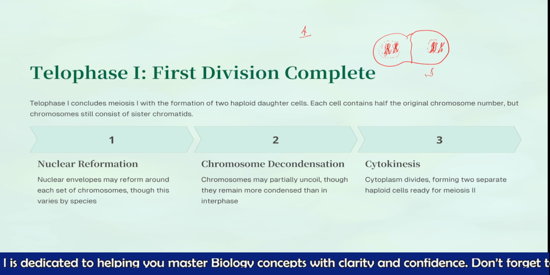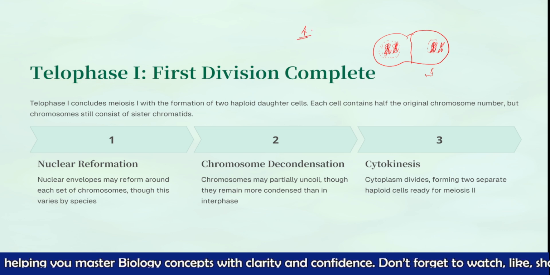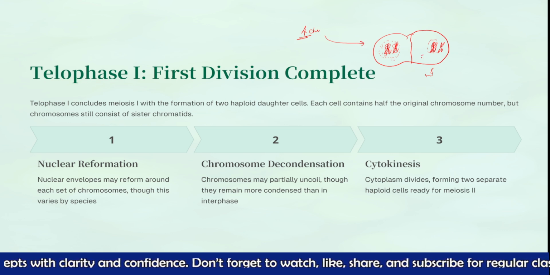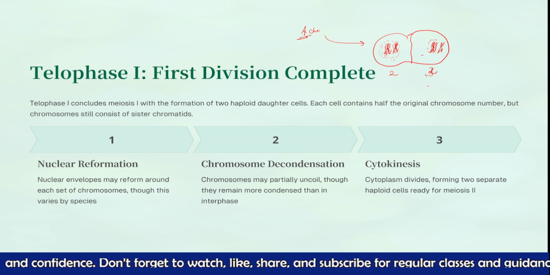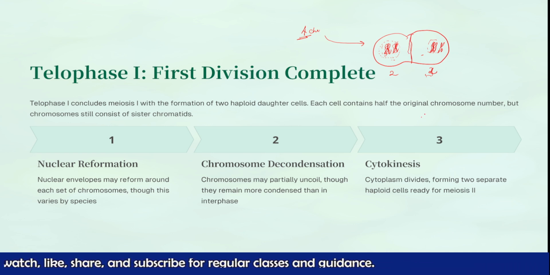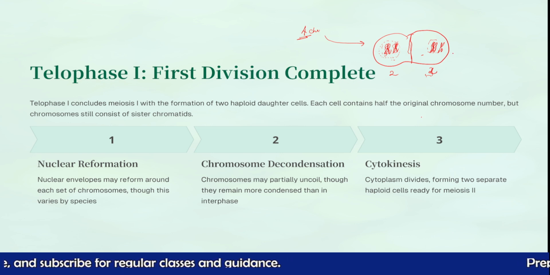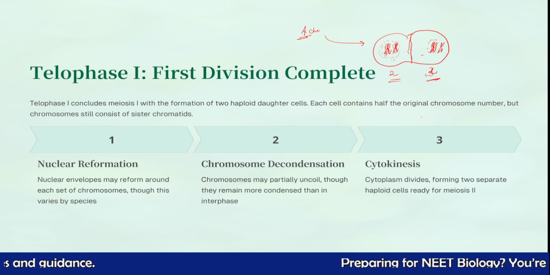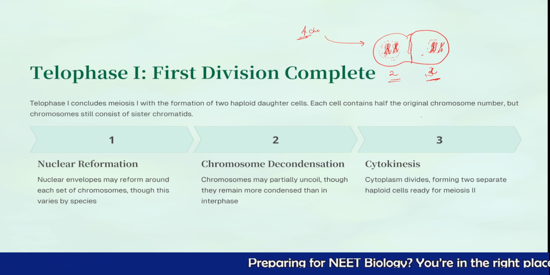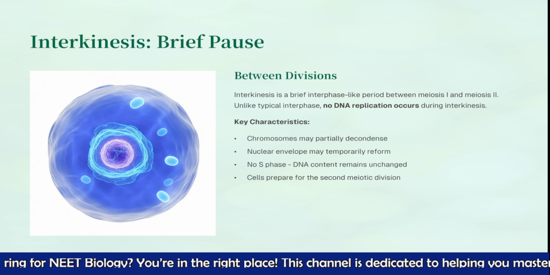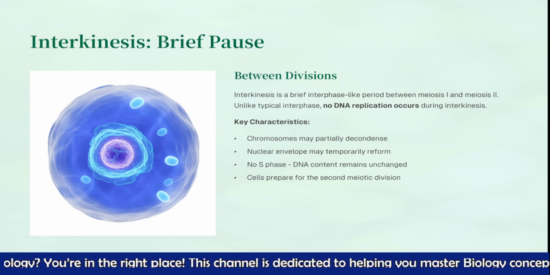Initially, the mother cell has 4 chromosomes, right? From the 4 chromosomes, now how many chromosomes do the daughter cells have? Half, only 2 chromosomes. As a result of cytokinesis, the cytoplasmic division, the 2 cells are separated with half the number of chromosomes. So meiosis 1 is completed. Now the cell is ready for meiosis 2. But it won't go immediately to meiosis 2. There is a small pause there, a resting stage.